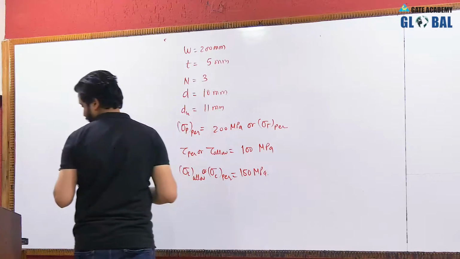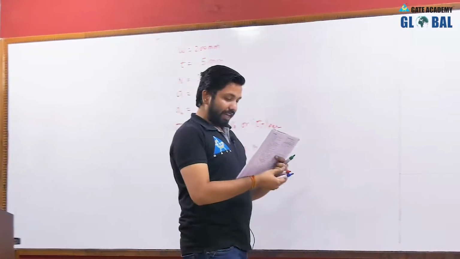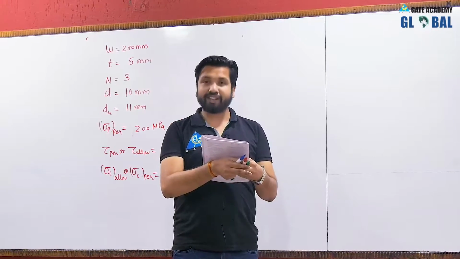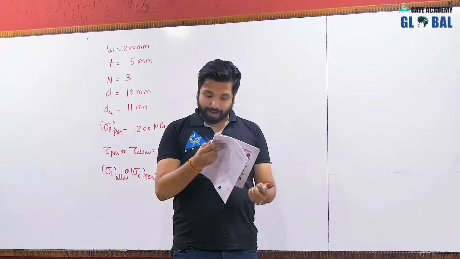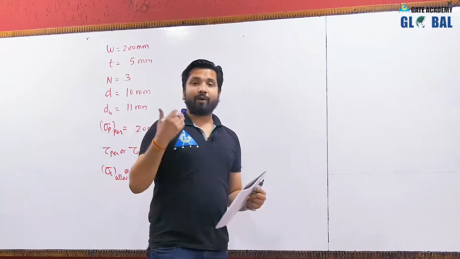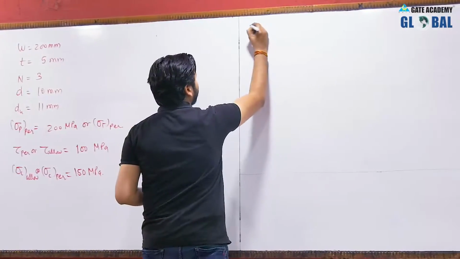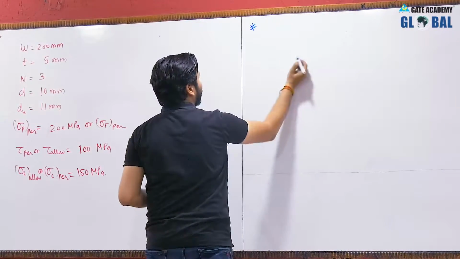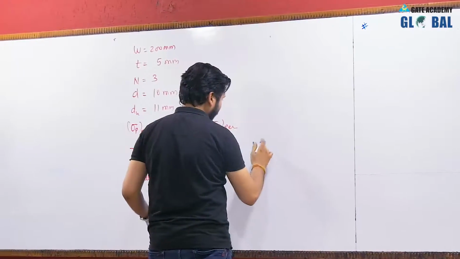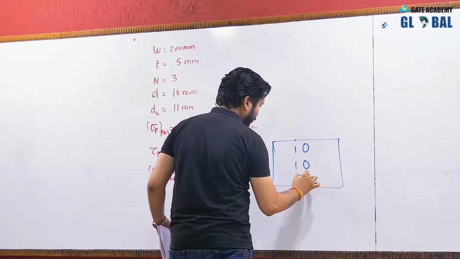Now let us see workbook question number 3. In question number 3, if the rivets are to be designed to avoid crushing failure, the maximum permissible load P in kilonewton is. So for avoiding the crushing failure, the value of permissible load can be calculated by using the formula. As you can see, there are 3 rivets in the connection like this, 1, 2, 3.